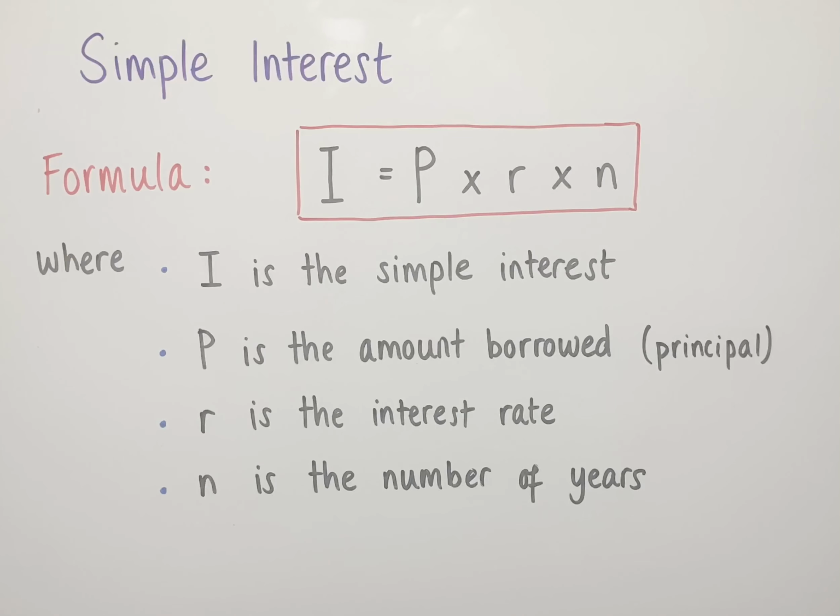Let's look at simple interest and how we can do calculations linked to it. So simple interest is a form of interest that is only calculated on the initial amount borrowed in a loan or investment. The formula for simple interest is the following.